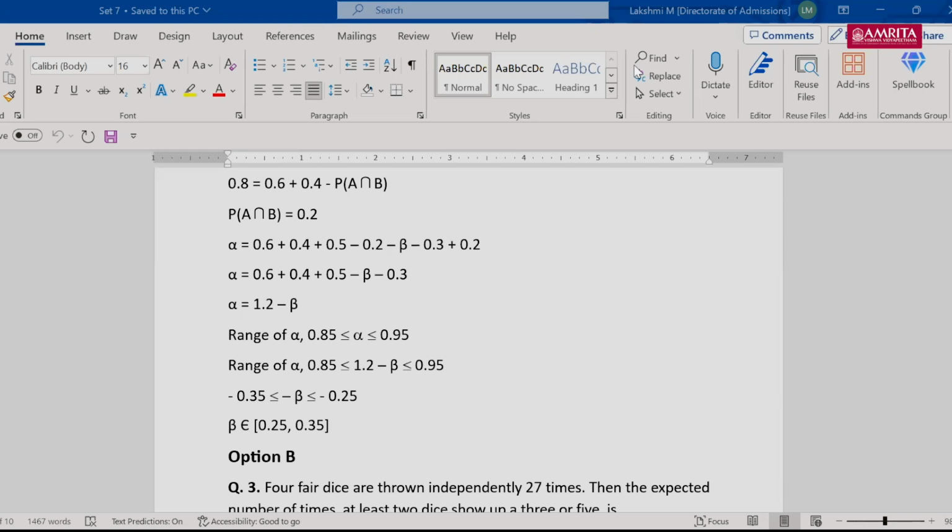Those students who are here, if this is your first class, there is no need for you to worry. You can be with us in the coming sessions and you'll get all the previous sessions also.